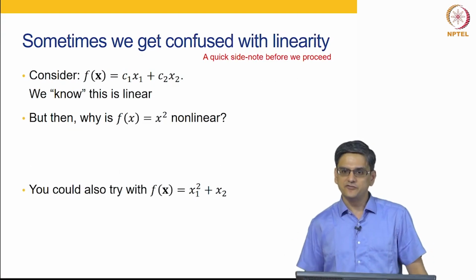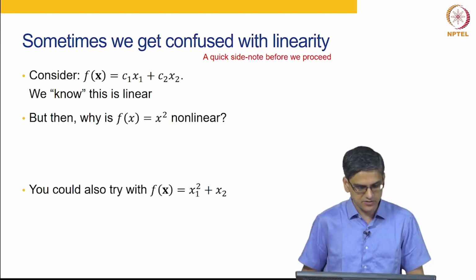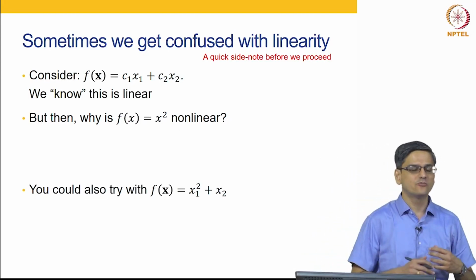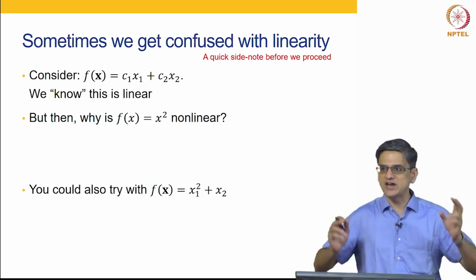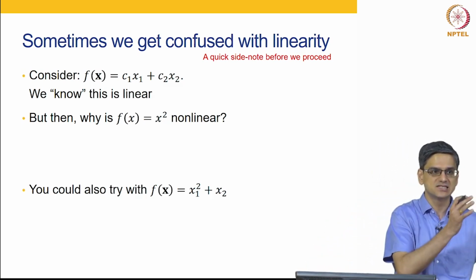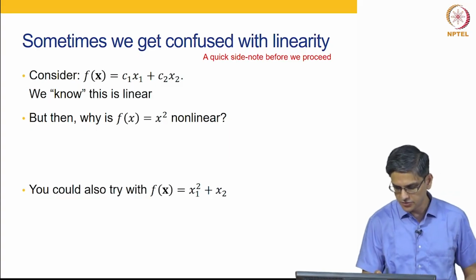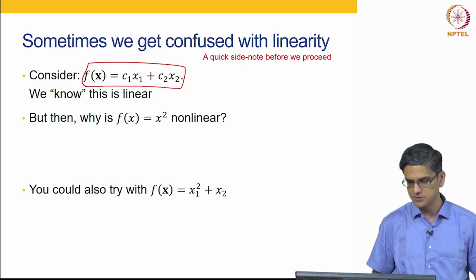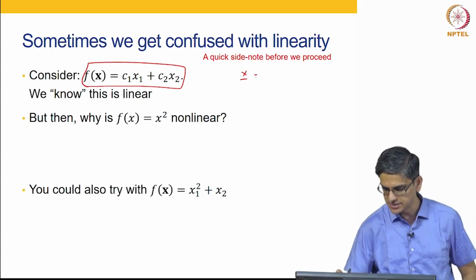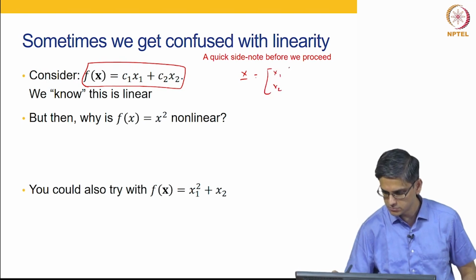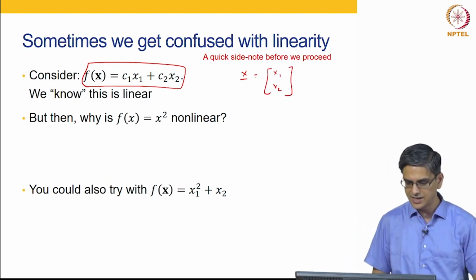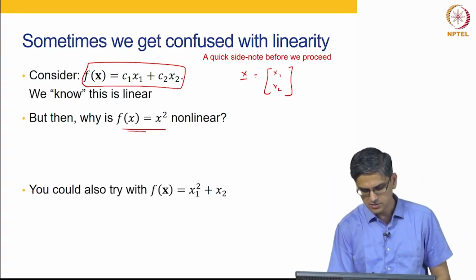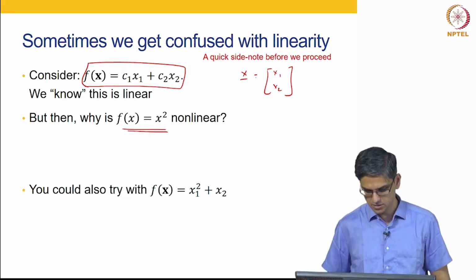Okay. The other confusion that I have seen some of the students have is about linearity. Again, why are we making such a big deal about vector space and that the vector space is a linear space? Okay. So, if you want to consider this function f of x equal to c1 x1 plus c2 x2, where x bar is (x1, x2), we kind of know that this is linear. Why is, let us say, f of x equal to x squared not linear?